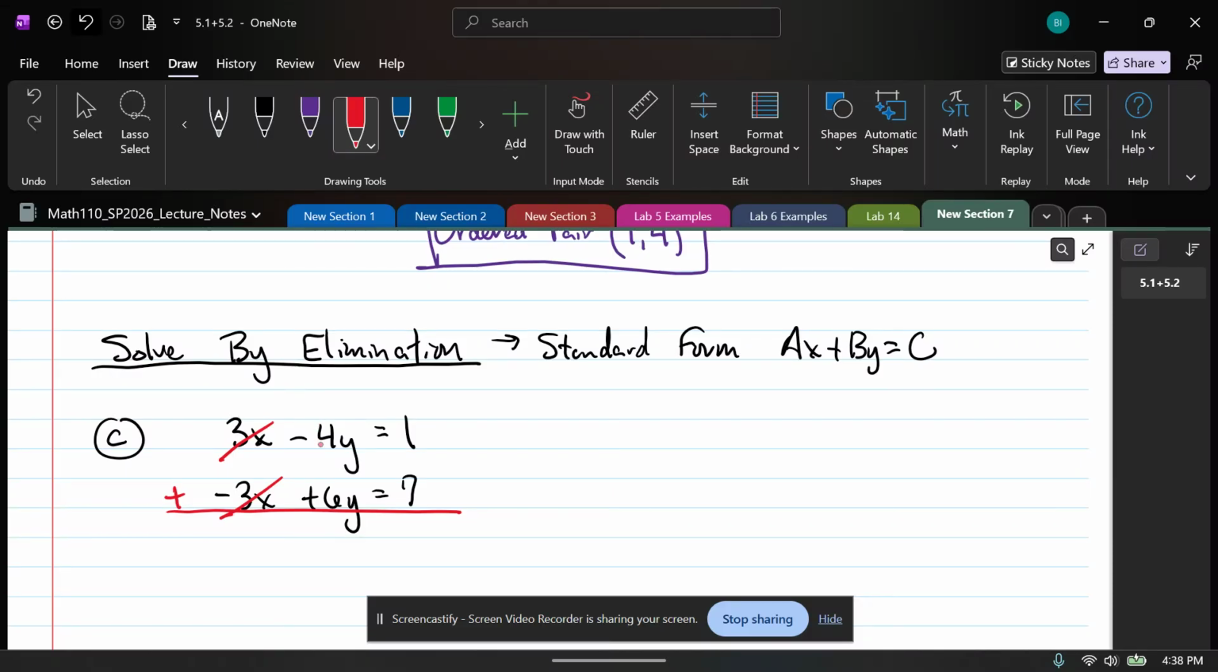And then negative 4 plus 6 is positive 2y. And then 1 plus 7 would be 8. So I'm just adding up the two equations, and it ends up eliminating the x's. So now I've got a one-step equation to solve to get what y is. So I divide by 2.